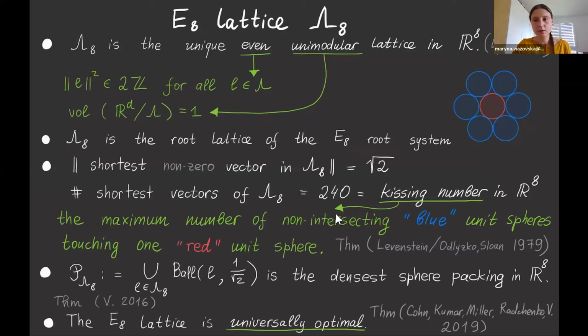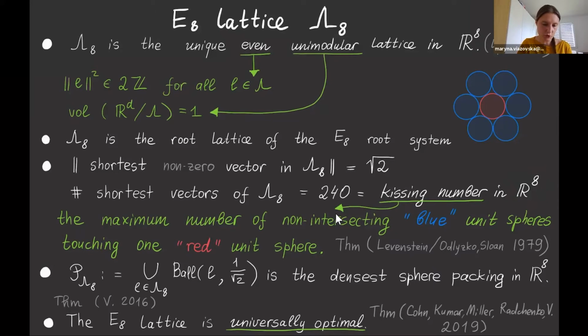Also, this lattice has a number of optimality properties. For example, the shortest vector in the E8 lattice has length square root of 2, and there are exactly 240 such vectors. These vectors form a kissing configuration in dimension 8, and this is a kissing configuration with the maximum possible number of spheres.